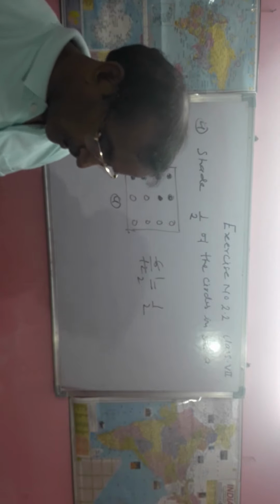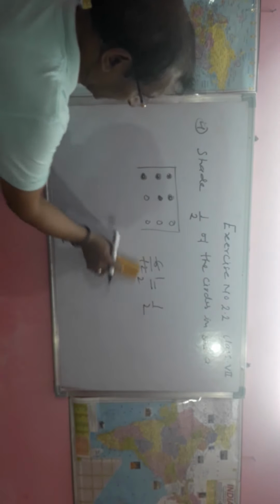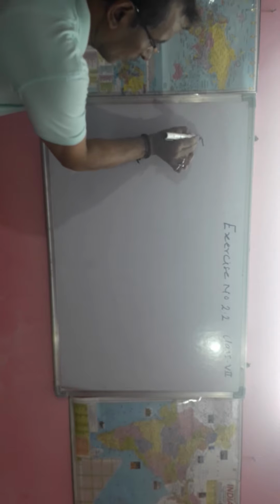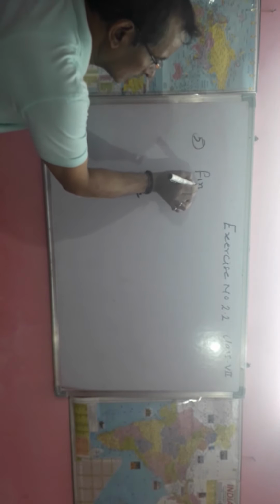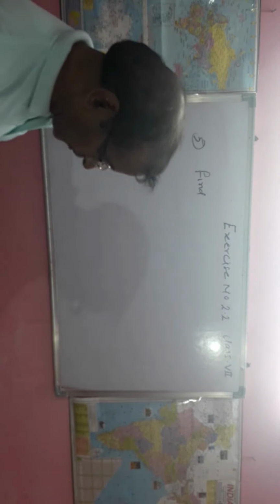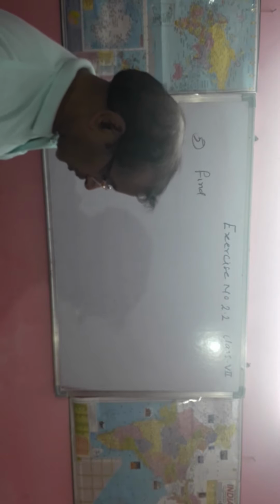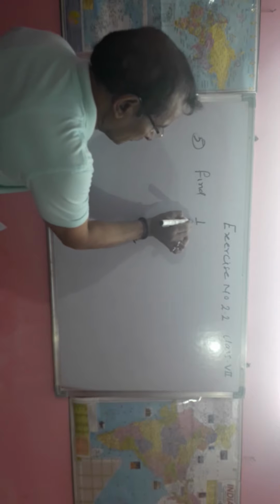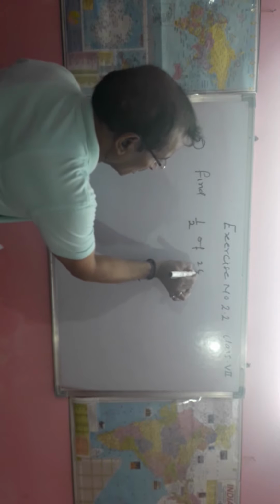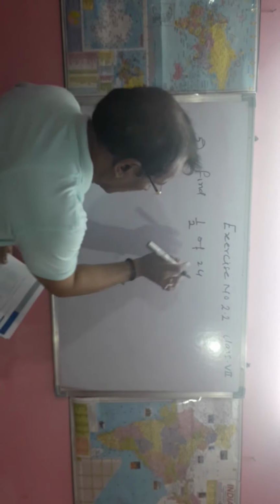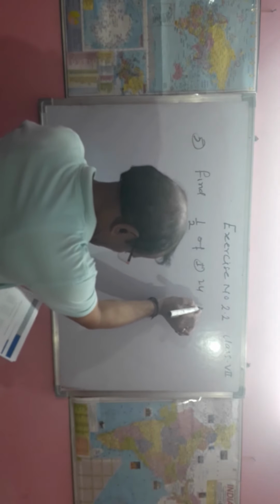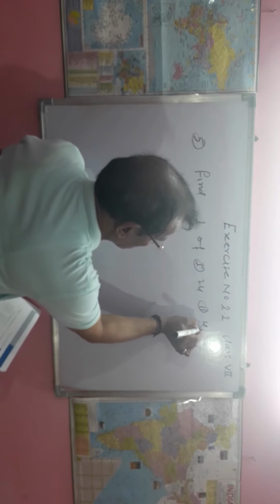Now we come to question number 5. Other sums you can do like this. Now question 5: find 1 upon 2 of 24 and 46. Find 1 upon 2 of 24. This is part A: the first part is 24 and the second part is 46.